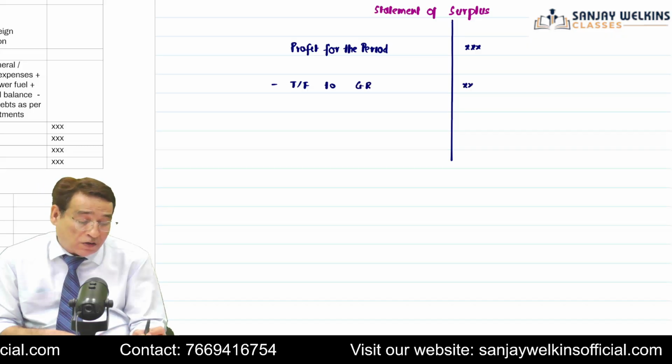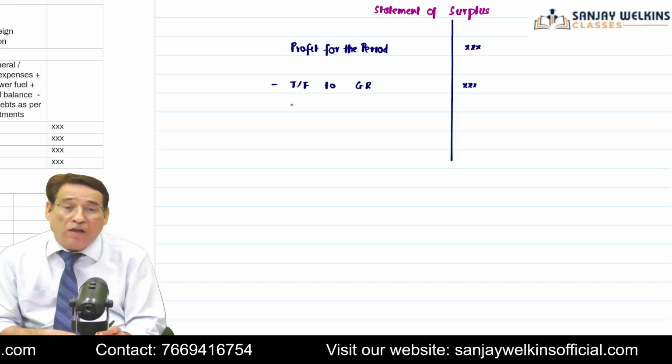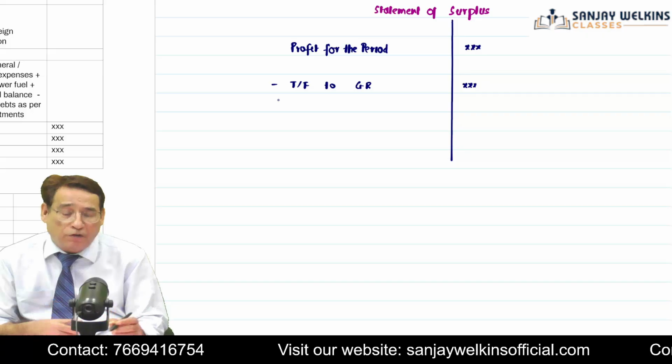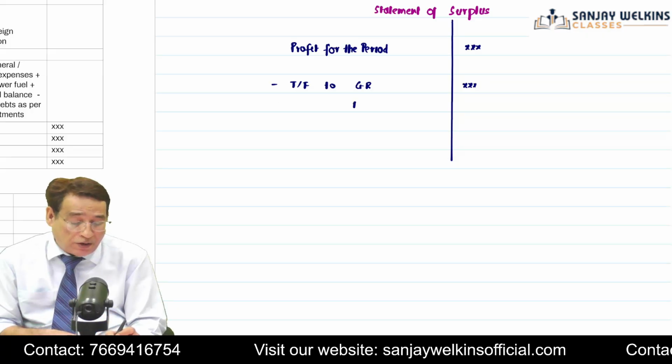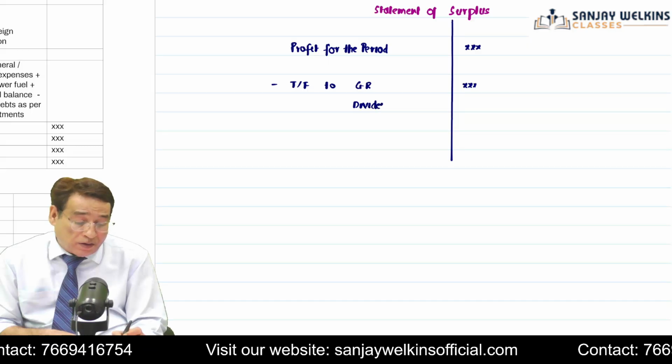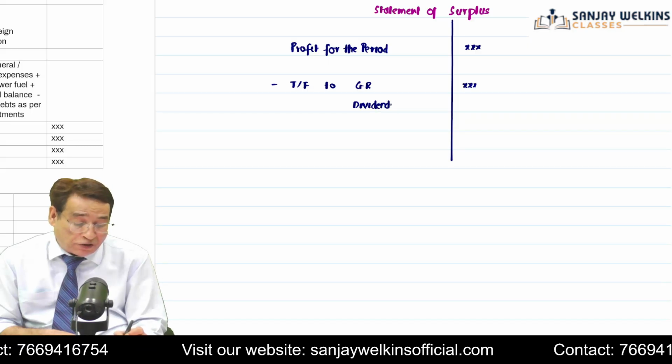Similarly, it might be given in the question that we may need to transfer some amount for the purpose of dividend. So I am going to write that particular amount over here. So basically these are appropriations. Is it clear to you?